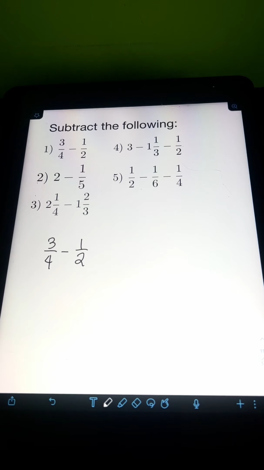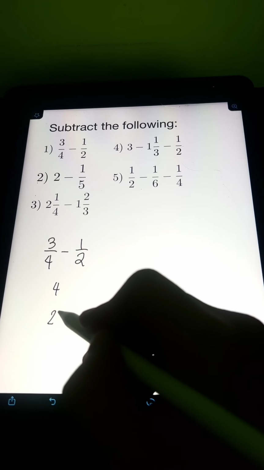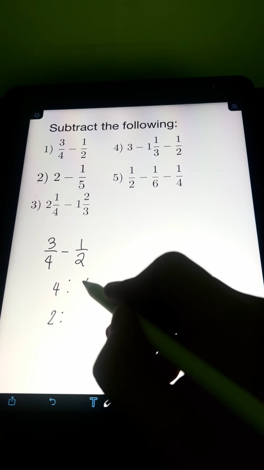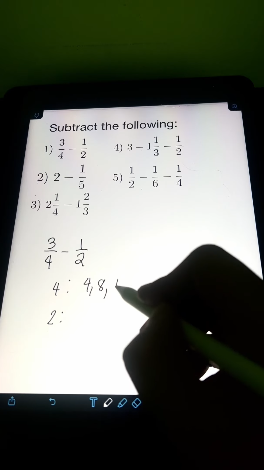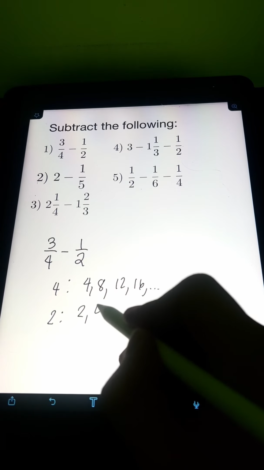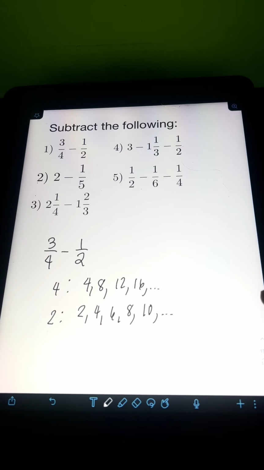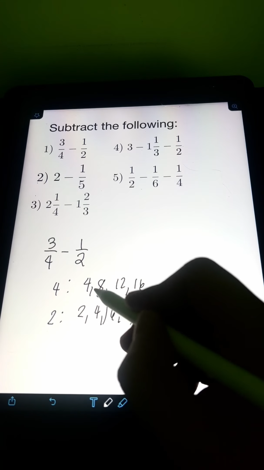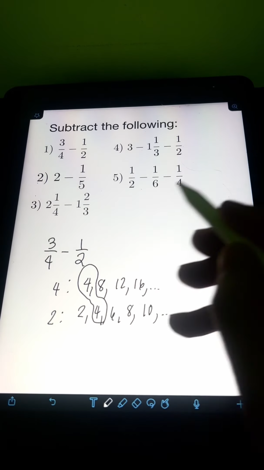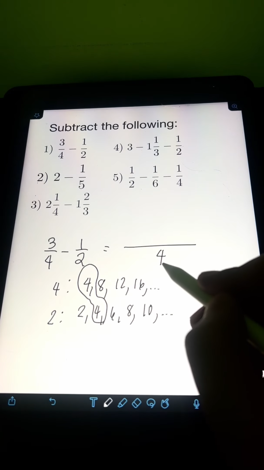So let's find the LCD of 4 and 2. So let's list the multiples of 4 and 2. So for the 4, the multiples are 4, 8, 12, 16, and so on. For the 2, the multiples are 2, 4, 6, 8, 10, and so on. So to find the LCD, we simply find the first common multiple that appears, which is obviously the 4. So the LCD will be 4. So you write the denominator as 4.